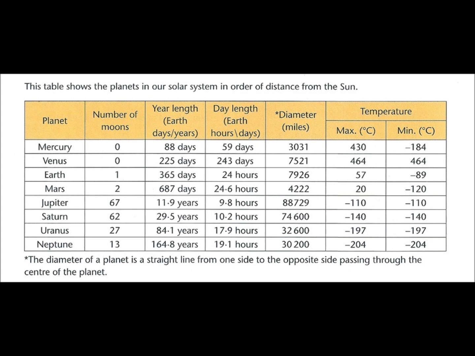And the answer is 2. Those planets are Mercury and Venus, but the question was asking how many planets. So the answer is just 2.